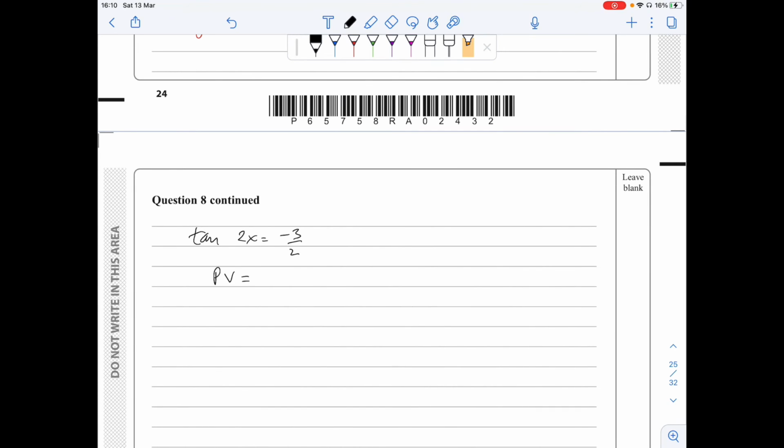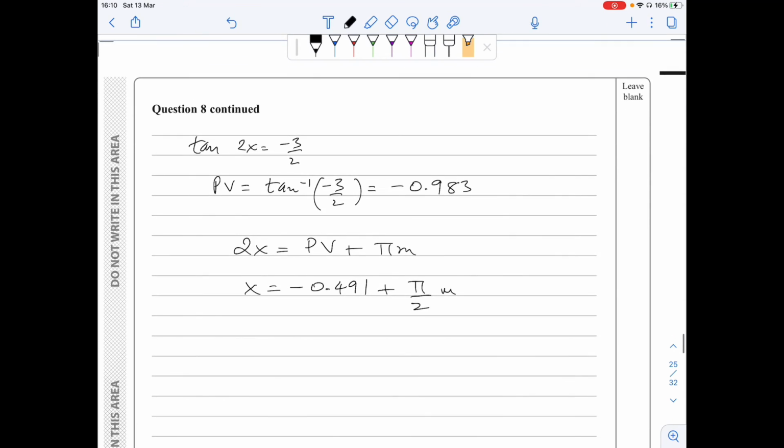The principal value is the inverse tan of -3/2, which is -0.983. So 2x equals my principal value plus multiples of pi. x is half of the principal value, that's -0.491, plus multiples of pi/2. This is my general solution. Now I only have one solution within the given range, and this is x = -0.491.